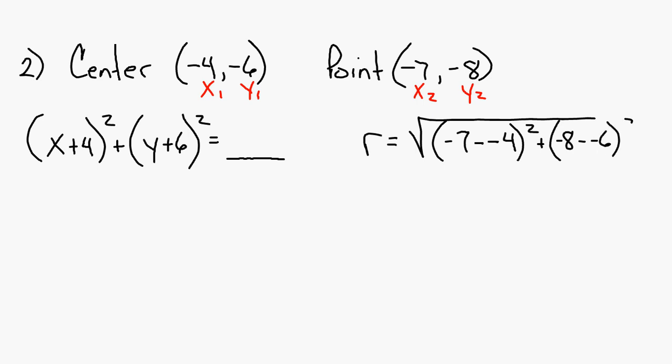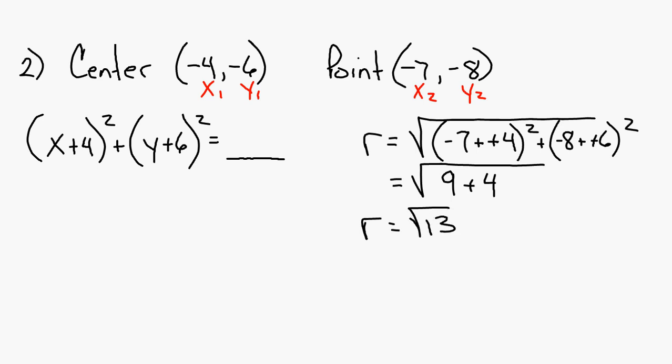Alright, so your radius is equal to negative 7 minus negative 4. That's a keep, change. So negative 7 plus 4 would be negative 3 squared would be 9. And negative 8 minus negative 6. You keep the first term the same and you change. And negative 8 plus 6 would be negative 2 squared would be 4. So your radius is equal to the square root of 13.